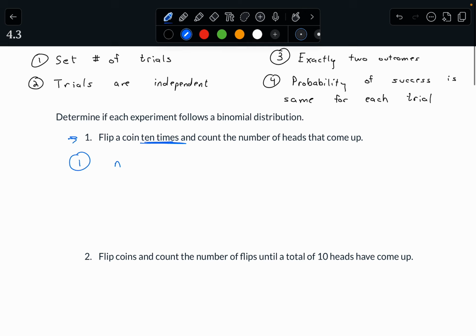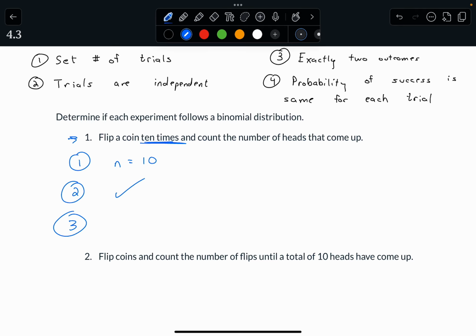We usually use the variable n to represent the number of trials. So if you want to make a note here, we can even say n is the number of trials, which in this case is 10. We know exactly how many times we're going to flip this coin. 2, what do we have here? Trials are independent. Well, if we're flipping a coin, each coin flip is going to be independent. The coin doesn't remember whether it came up heads or tails last time. Each one has a 50% chance of coming up heads or tails. So in this case, yep, that seems to work.